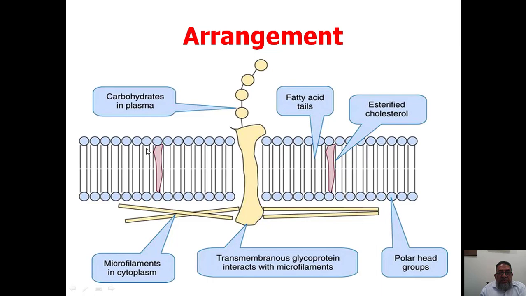Now look at the polarity. Outside and inside, the heads are polar, whereas the inside is the hydrophobic region. This is the arrangement of the proteins, which may be toward the exterior or inside toward the cytoplasm. So the location of the proteins is different. Some are exoproteins, some are endoproteins, and some are transmembrane, through and through.